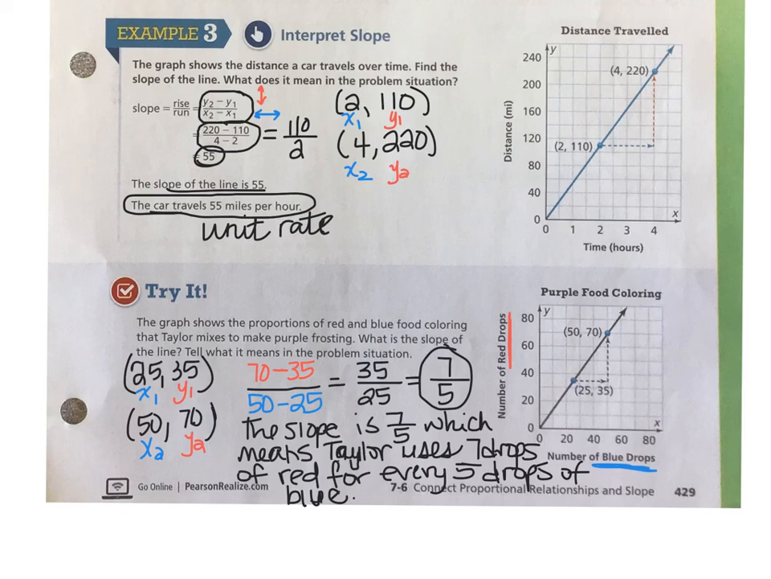So when I say the slope is 7/5, what that means is the 7 still represents the y number, or the drops of red food coloring. The 5 represents the number of drops of blue food coloring that you see on the x-axis. So Taylor uses 7 drops of red for every 5 drops of blue. That's the ratio he uses in order to make purple food coloring.